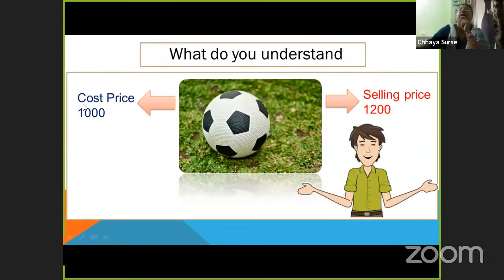So that's why Raju is happy now. Raju is happy because he got the profit. He got 200 rupees more than the cost price. Clear? That's why Raju is happy, because he got 200 more.